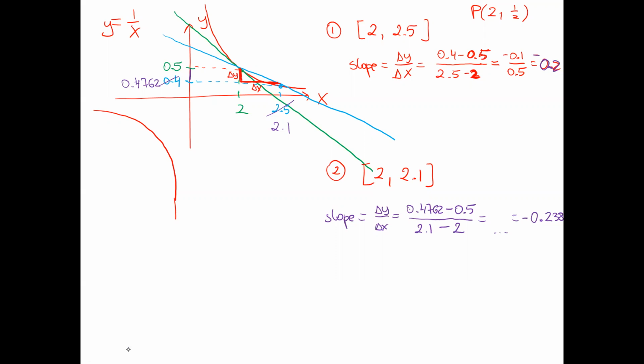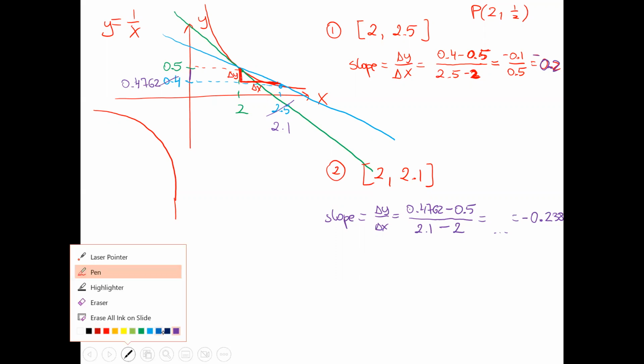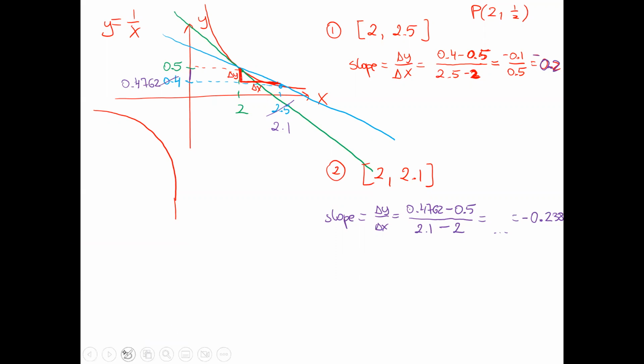Okay, and maybe one more. Yeah, I will put these values. Let's put the third interval. We can get even closer, 2.01. And then when we take the reciprocal of 2.01, we will get 0.4975. Okay, and then this is the interval, 2.01.